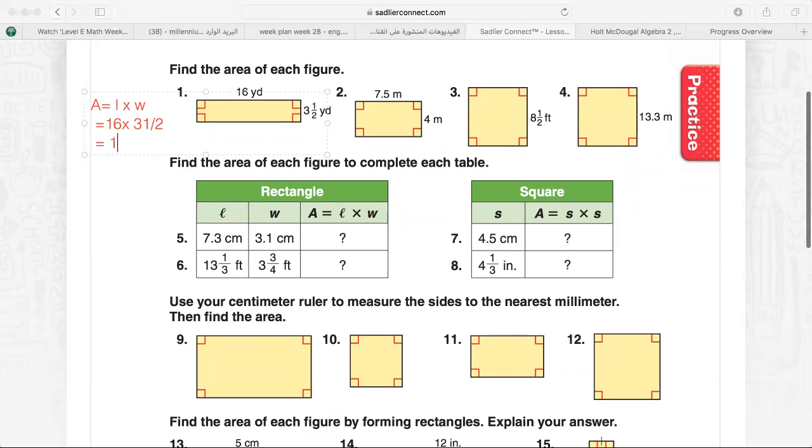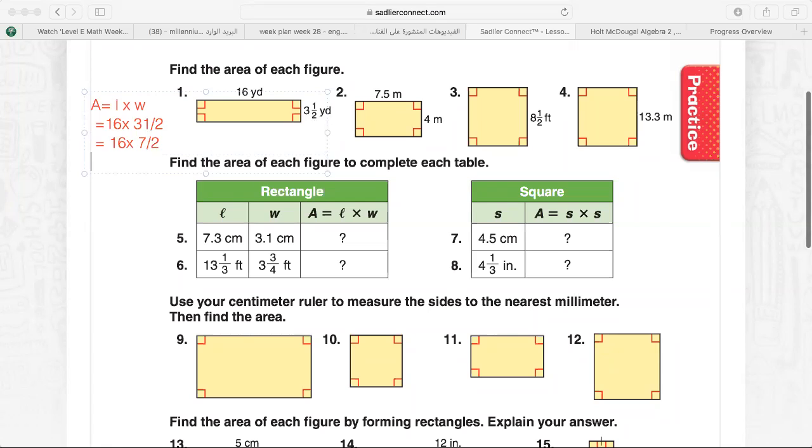To improper. Which page? Next page, page 393. So I have to change it to improper. How will I change 3 and 1/2 to improper? By multiplying 3 and 2 and adding 1. 3 multiplied by 2 plus 1 is 7, so it will be 7/2.